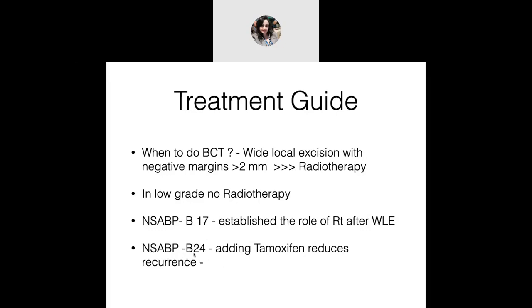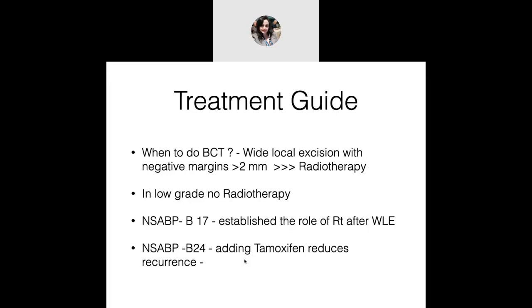And then they conducted another trial called B24, where after wide local excision and lumpectomy and radiotherapy, they gave tamoxifen to one group and placebo to the other. And they showed tamoxifen induced further reduction in the recurrence in the same breast, occurrence of new tumor in the opposite breast, and distant metastasis also, all three. Now, why am I talking of distant metastasis in DCIS? Because there could be missed foci of invasive carcinoma, which may metastasize.